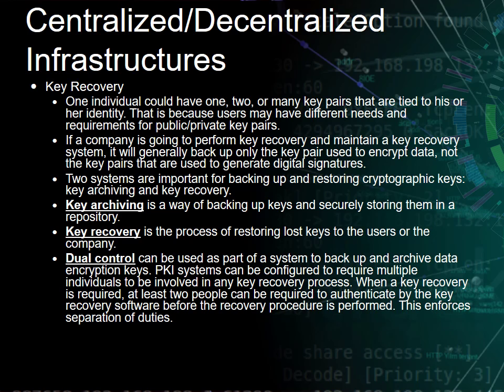Dual control can be used as part of a system for backup and archiving data encryption keys. PKI systems can be configured to require multiple individuals to be involved in any key recovery process. When a key recovery is requested, at least two people can be required to authenticate by the key recovery software before the recovery process is performed. This enforces separation of duties, which means that one person cannot complete a critical task by himself. Requiring two individuals to recover a lost key together is called dual control, which simply means that two people have to be present to carry out a specific task.